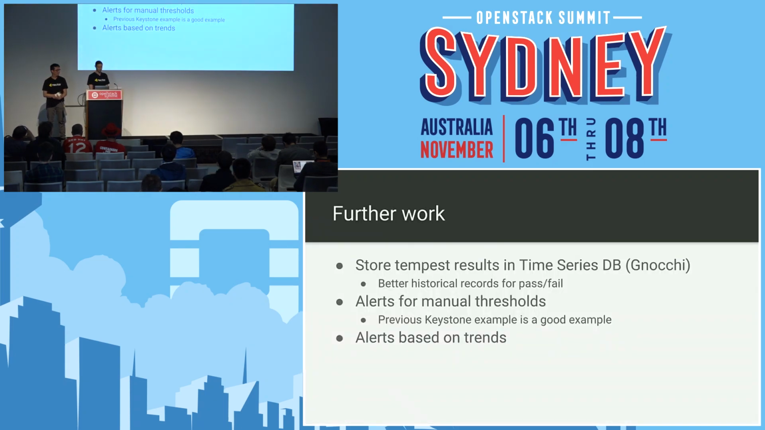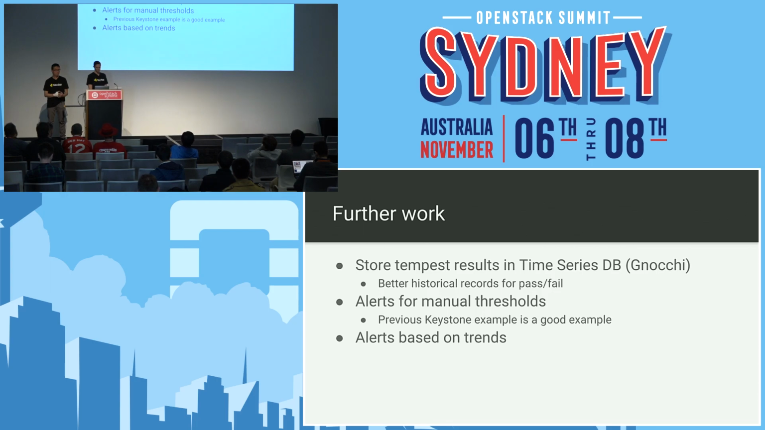Some further work for us is that we'd like to store our Tempest test results in Gnocchi, so that we have better historical records for pass and fail. At the moment, they're just stored in the Jenkins logs, and they get rotated after a week or so.